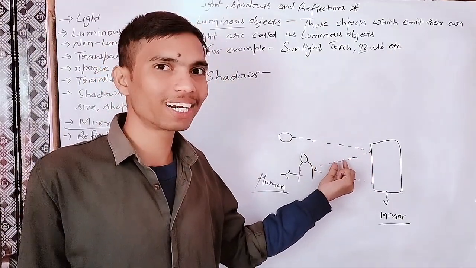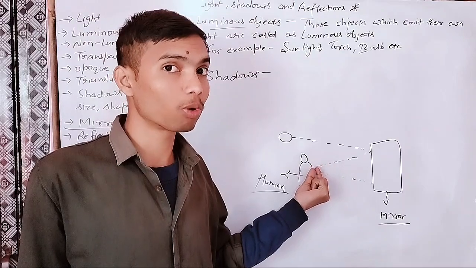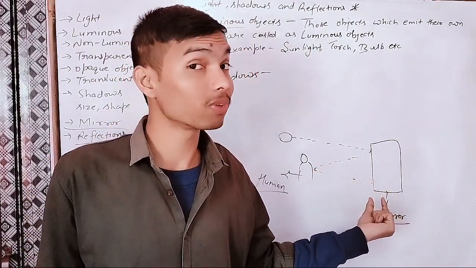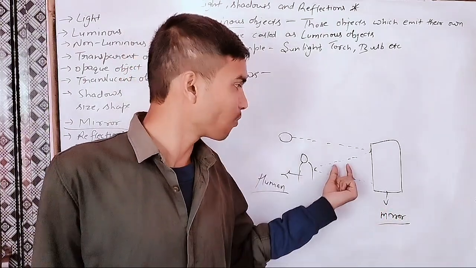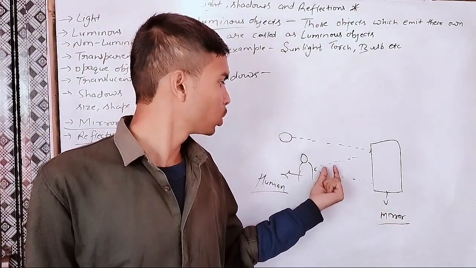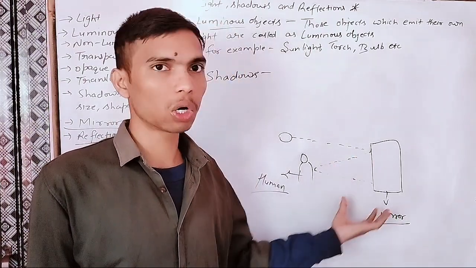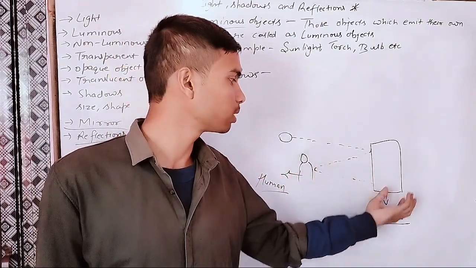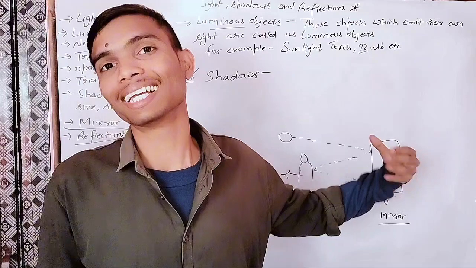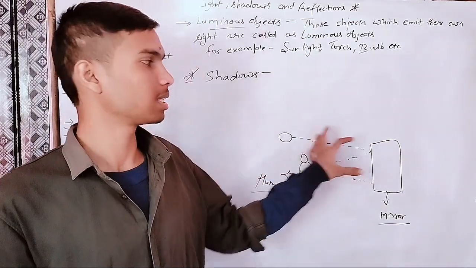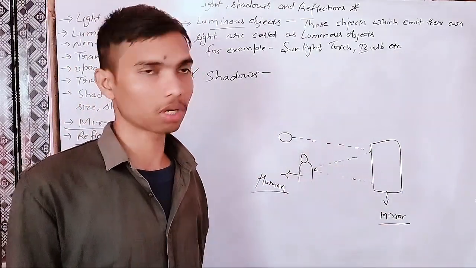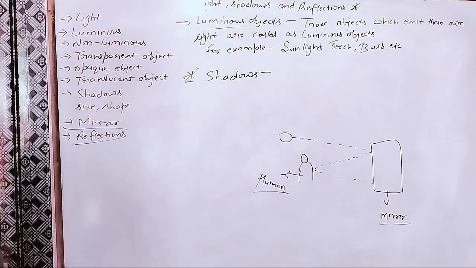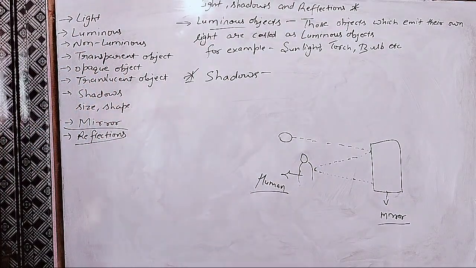This reflected ray is falling on the surface of the human, then it turns into another direction, which is a reflected ray. So we have two reflected rays. That is how our duplicate image is formed inside the mirror. This is the process. This is how.